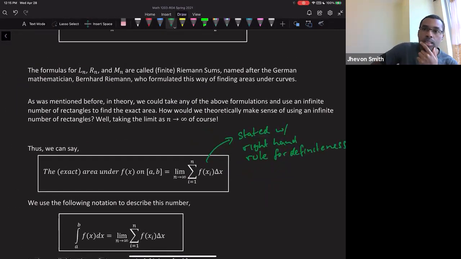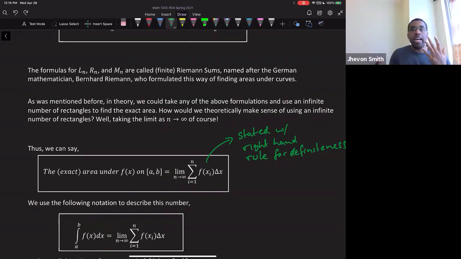So whenever I take the limit at infinity of a Riemann sum, I use this notation. Instead of using sigma, I use this little fancy symbol, it's actually an S for sum. It's an elongated S. That S is called an integral sign. And what it means is I'm taking a Riemann sum, but I'm using an infinite number of rectangles.